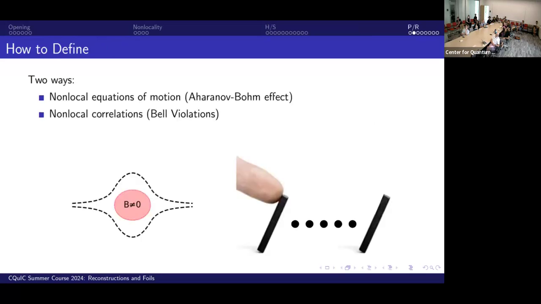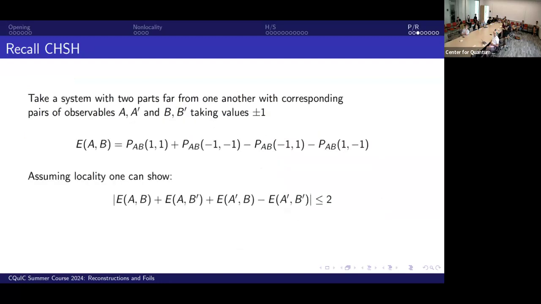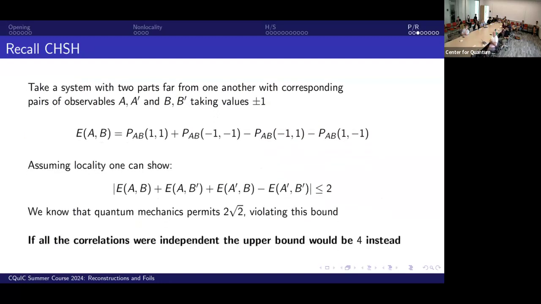Now, we can think of two different ways of defining non-locality. This paper briefly mentions that we can talk about non-local equations of motion, but it's really more popular to talk about Bell functions and non-local correlations as a way of considering non-locality. I believe this seminar covered CHSH last week. I again wasn't there, so I don't know. Again, the idea is you take a system with two pieces that are far away, and pairs of observables A, A prime, B, B prime, which all take values plus or minus 1.